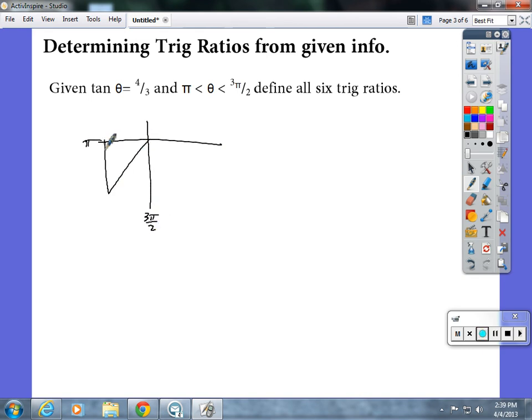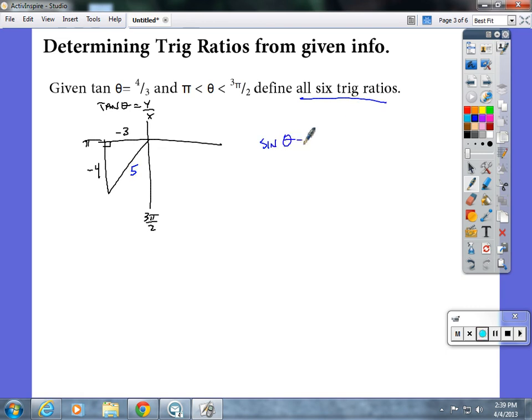The tangent is 4 over 3. Remember, tangent is defined as y over x. So that means our y value is negative 4, our x value is negative 3. We would need to find the third side of that triangle, and that third side is going to be 5. 3, 4, 5 is what we call a Pythagorean triple. And from that point, we're going to define all 6 trig ratios.